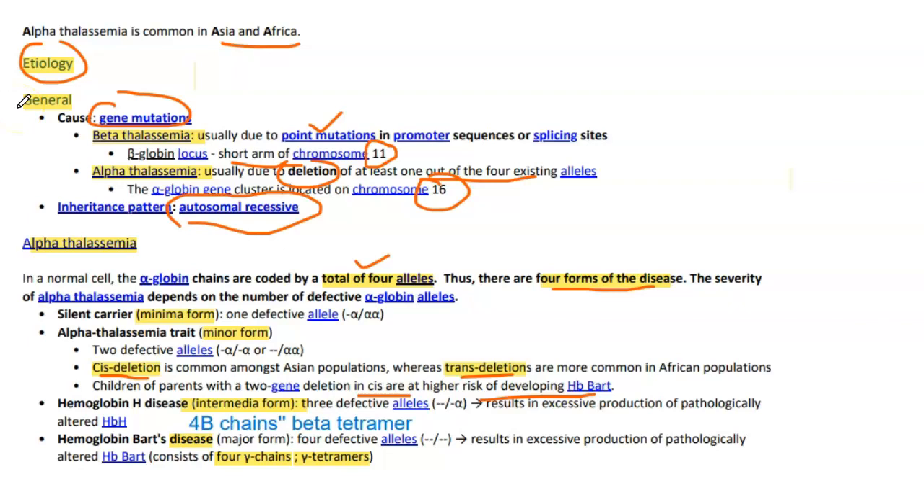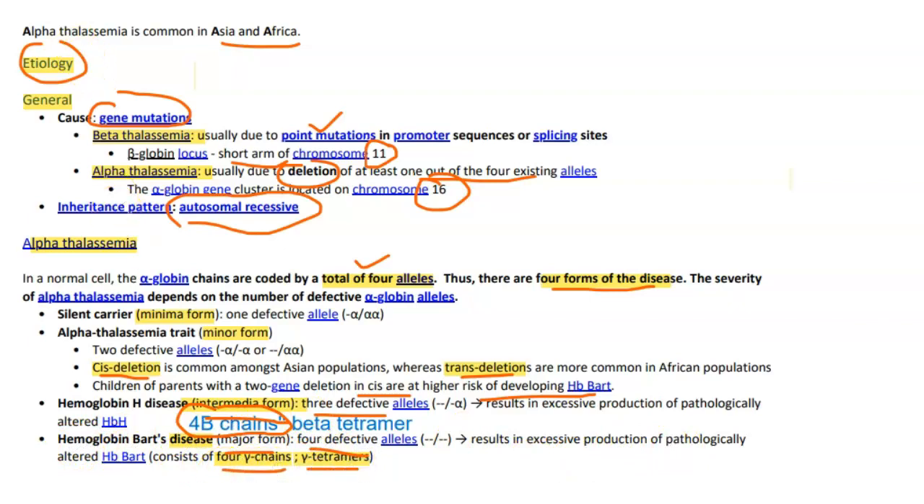Then we have the third type, which is HbH disease, known as the intermediate form. We have three defective alleles resulting in excessive production of pathologically altered HbH. Here we have four beta chains which form a beta tetramer, while in Hb Barts, which is known as the major form, we have four defective alleles resulting in excessive production of pathologically altered Hb Barts, consisting of four gamma chains, or gamma tetramer.